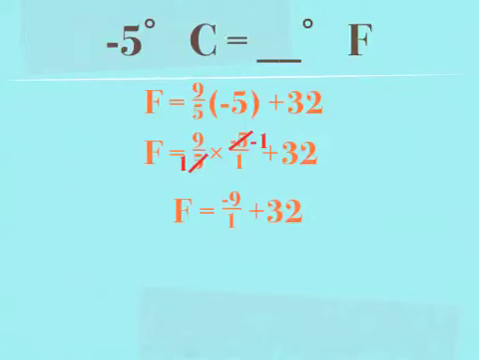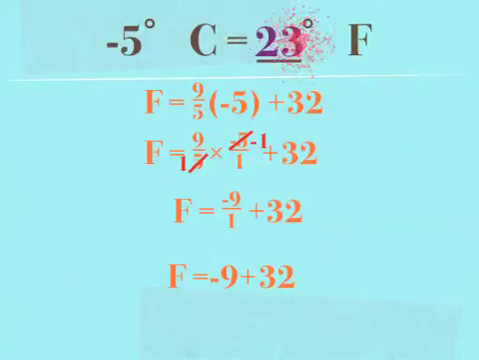plus 32. Well, negative 9 over 1 is the same as just negative 9 plus 32. You have different signs here. You have a negative plus a positive. So we need to go ahead and subtract the numbers. This answer is going to be positive because we keep the sign of 32 because it's larger and it is positive. 32 minus 9 is 23. So negative 5 degrees Celsius is equivalent to 23 degrees Fahrenheit.